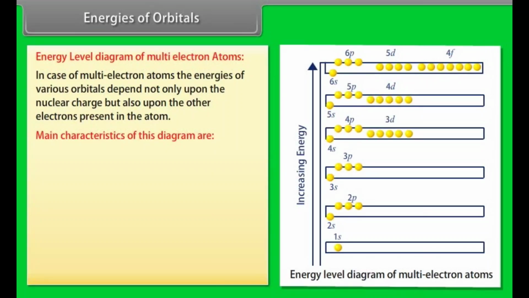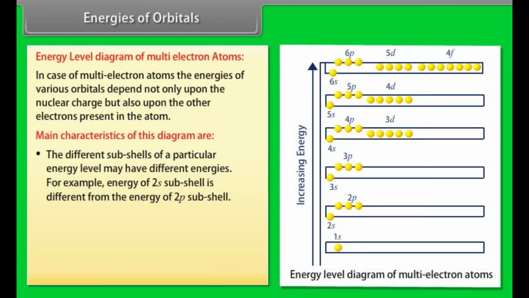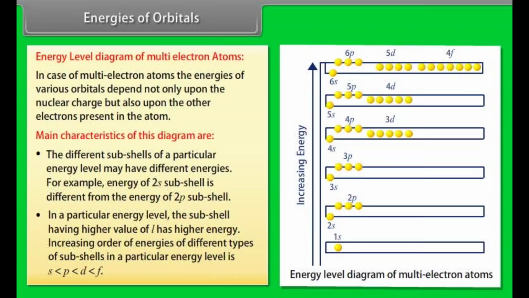Main characteristics of this diagram are: number 1, the different subshells of a particular energy level may have different energies. For example, energy of 2s subshell is different from the energy of 2p subshell. Number 2, in a particular energy level, the subshell having higher value of l has higher energy.